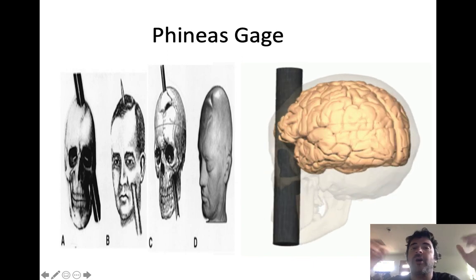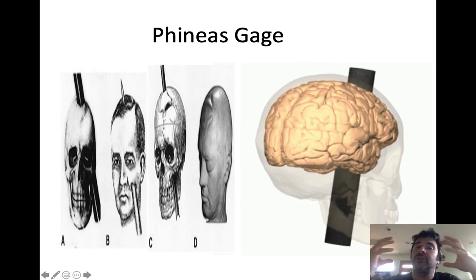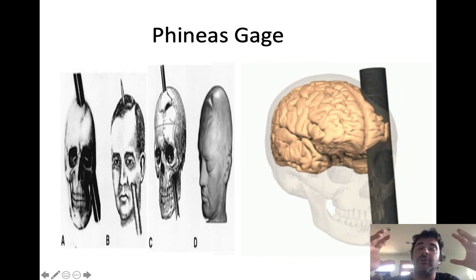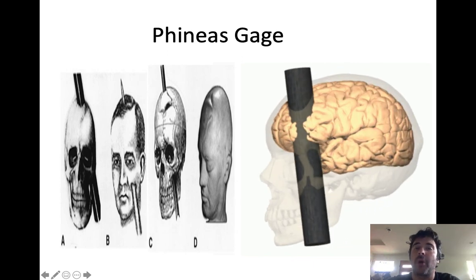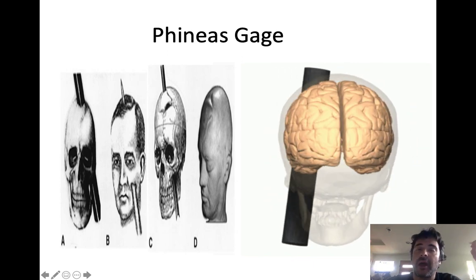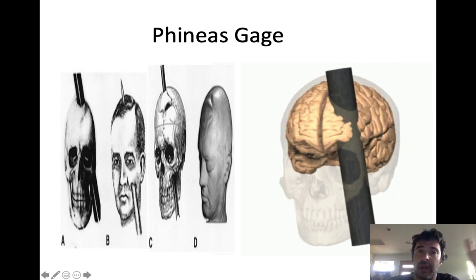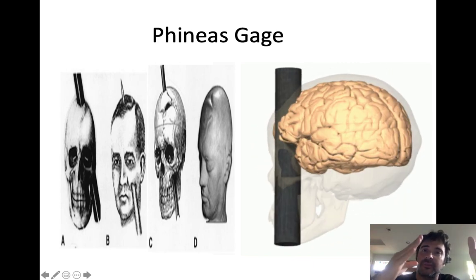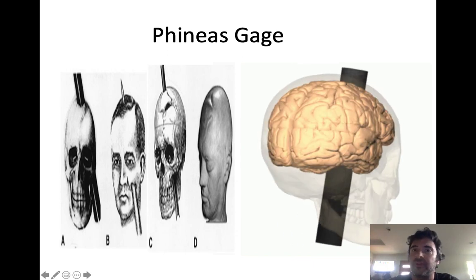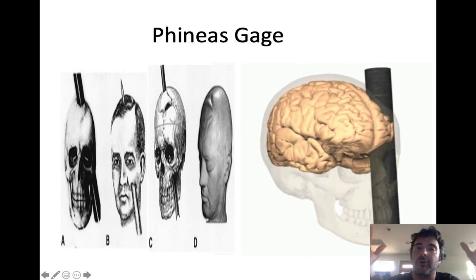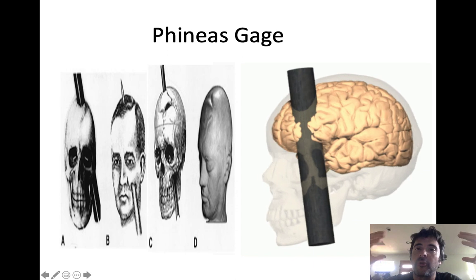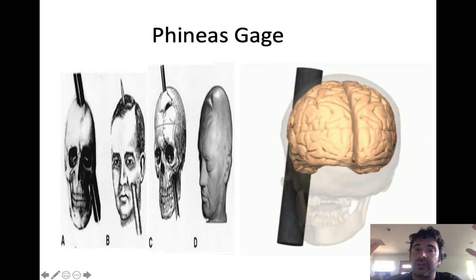Now, in order to understand a lot of brain research and how we know so much about the brain, it's important to understand a pivotal moment in neuroscience. And that pivotal moment in neuroscience came in the mid-19th century, between 1800 and 1900. It was like September 13th, 1840 something that this happened, and I'm not going to bother looking it up. But there was a railroad worker named Phineas Gage.